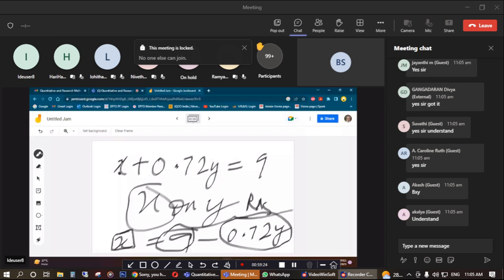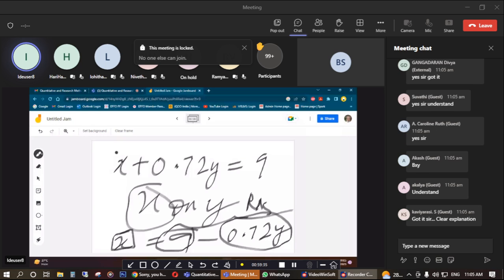It is nothing. For x on y, keep only the x term on the LHS and throw everything else to the other side. That is what I have done. x plus 0.72y is equal to 9. This x is nothing but 1x. I keep only this on the left hand side, and everything else I put on the RHS, the other side of the equal to sign. 9 is already there. On this side there is the y term, which should not be here, so I took it to the other side. Then plus 0.72y will become minus 0.72y.